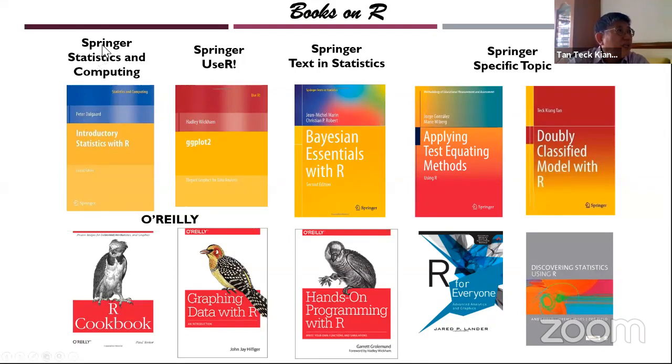Especially Springer, because they use R. If they use R, that means they'll print a Use R! series here. The ggplot is a graphical package. Some advertisement here: there will be a coming workshop on ggplot if you're interested in this particular add-on package.